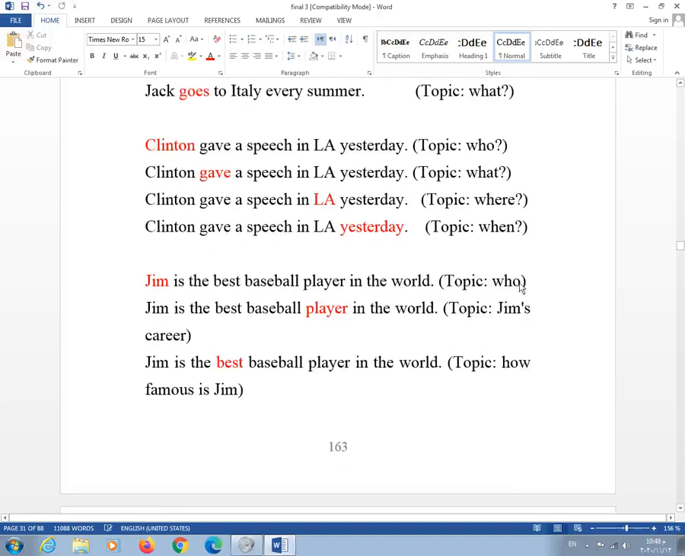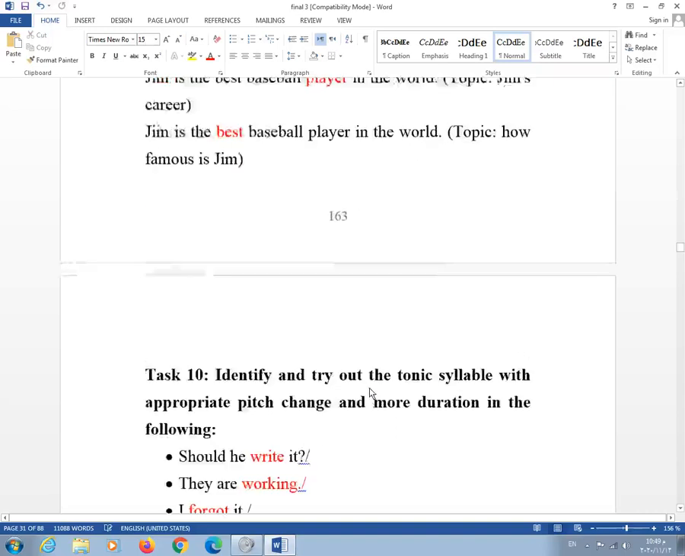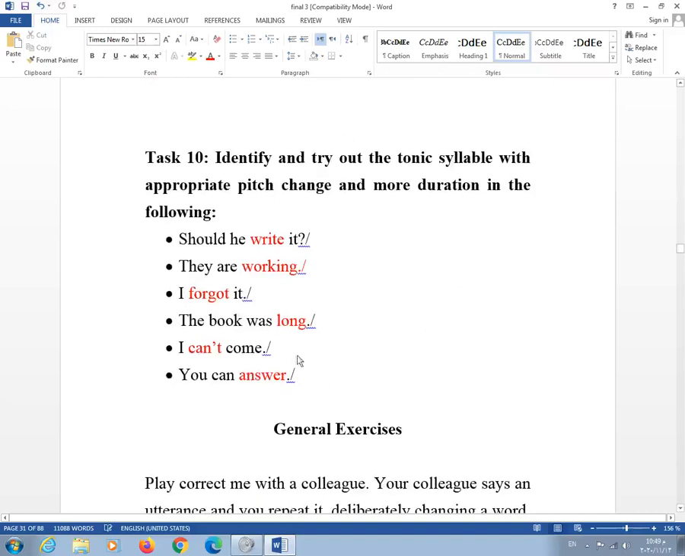If the topic is who, Jim is the best baseball player in the world. If the topic is Jim's career, Jim is the best baseball player in the world. If it is how famous is Jim, Jim is the best baseball player in the world. Okay. Finally, let's take this task number 10.